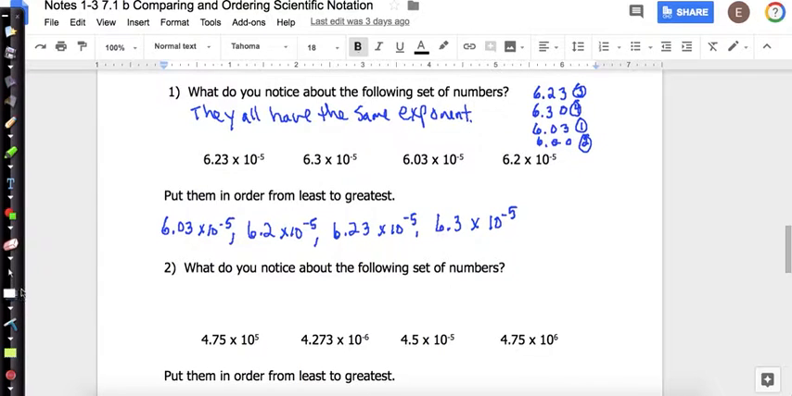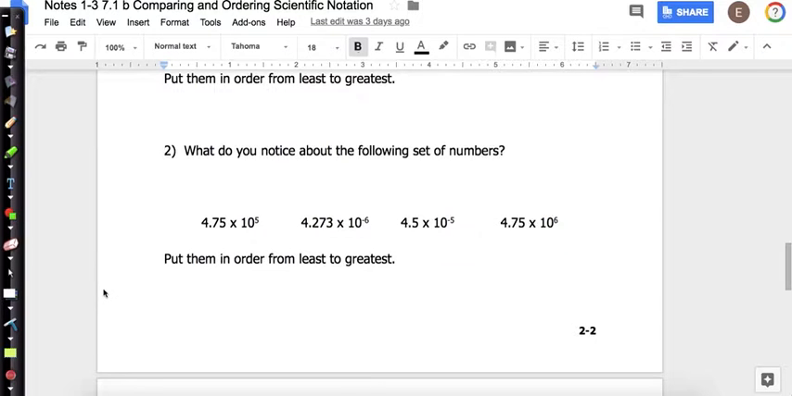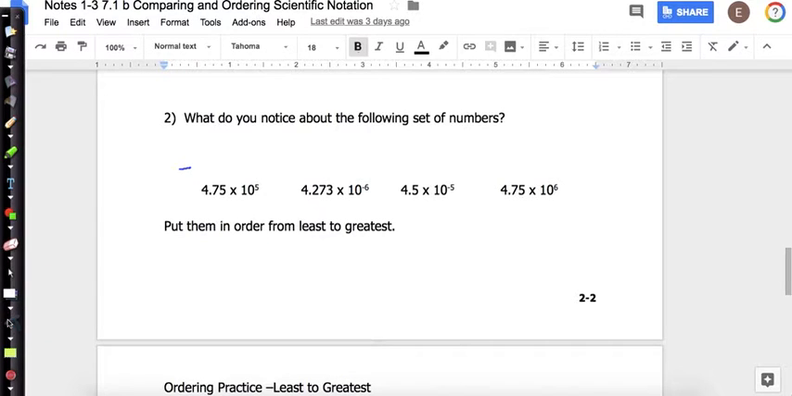Okay, welcome back. What do you notice about the following set of numbers? So look at this set. And hopefully you notice they all have different exponents. So if they all have different exponents, then we can just look at the exponent to order them.